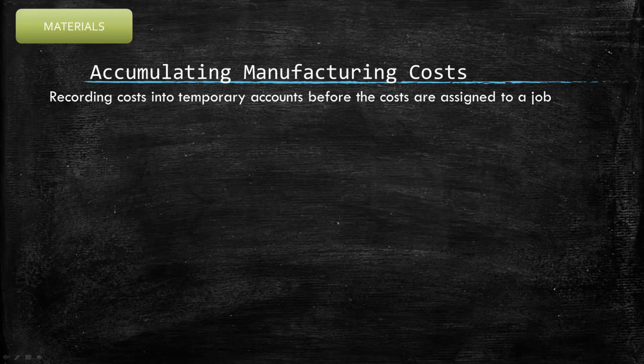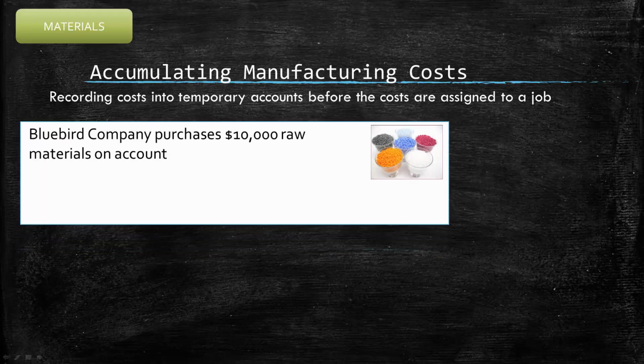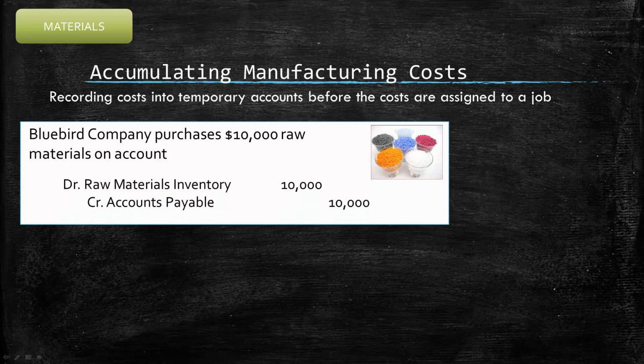So first, let's look at materials. Bluebird Company purchases $10,000 of raw materials on account. So we've bought some materials, they haven't been used for any jobs, and so we're debiting them into raw materials inventory and crediting accounts payable because it says they were purchased on account. And so into our raw materials inventory asset account, we're accumulating those costs of $10,000.